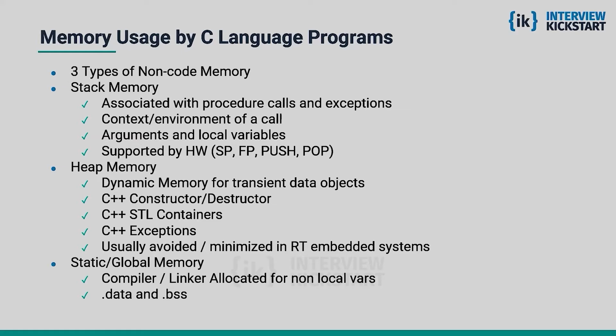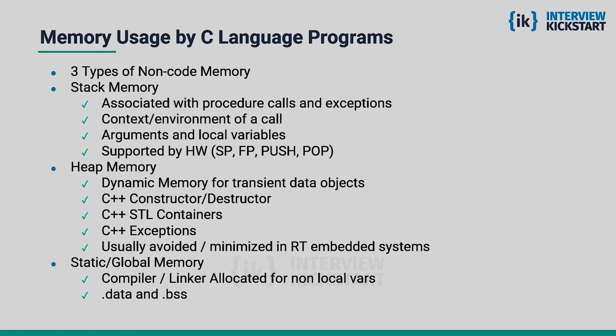The second kind of memory is heap memory. It's used for dynamic memory for transient data objects. So in the case of C, data can be allocated using malloc kind of functions and freed. And in the case of C++, the new and delete, or the constructor and destructor when it goes out of scope, and then the STL template library containers, and of course C++ exception handling runtime. All these require the heap memory to be used.